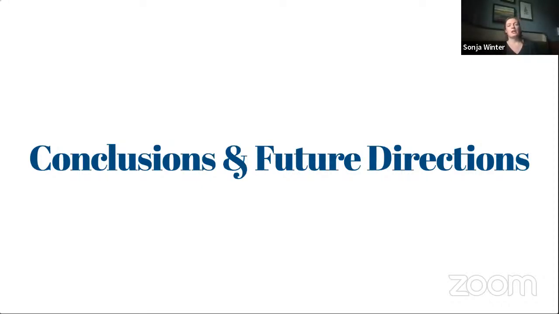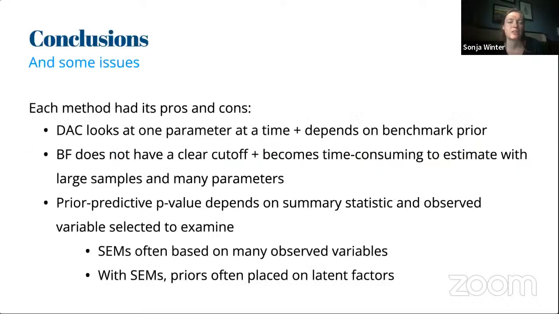But overall, after looking at these three methods, I came to some conclusions and future directions. I think overall, each method has its pros and cons. The DAC and the Bayes vector both rely on a benchmark prior and figuring out non-informative priors that are a good representation of your data. It's kind of tricky. In addition, the DAC can only look at one parameter at a time, and so you can't really look at interactions between different priors.